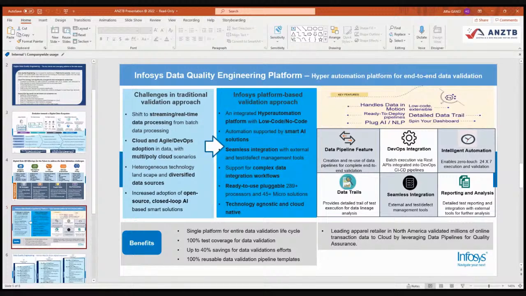And there's one case study that's been mentioned there, a leading apparel retailer in North America. We validated millions of online transactions data to cloud by leveraging our data pipelines for quality assurance. So this is one of the case studies where we have used this particular platform and we were able to validate a large volume of data.